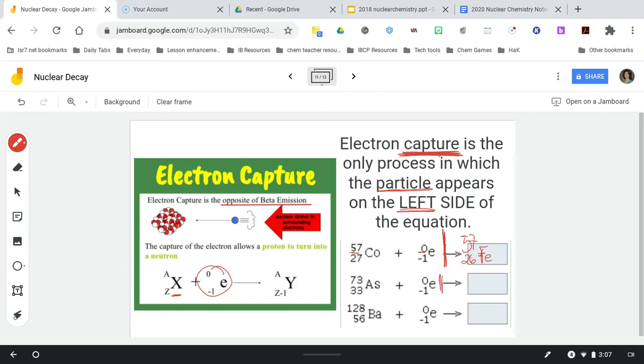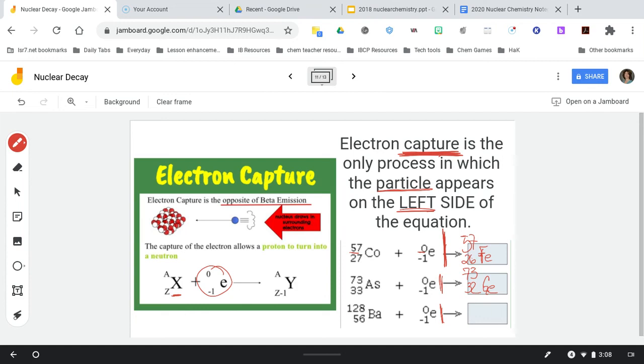Okay. Next example, we have arsenic. One more. We've got arsenic-73. This is electron capture. Notice it's on the left-hand side. This arsenic captures that electron. So it has no mass, so my particle still has a mass of 73. But I neutralize one of my protons. So 33 minus 1 is 32. That negative electron canceled out one of my protons. Now I have element number 32, which is germanium, Ge.